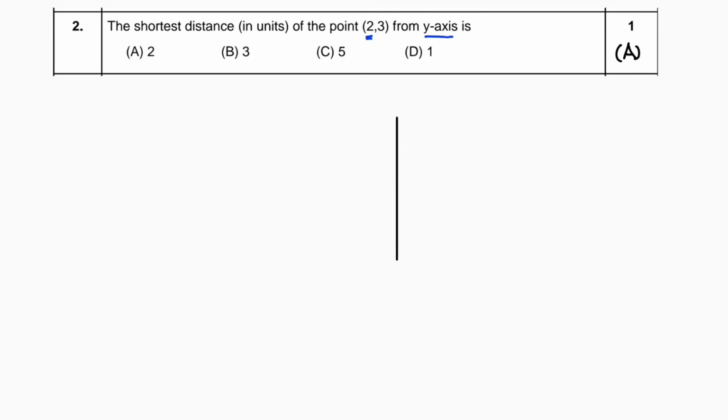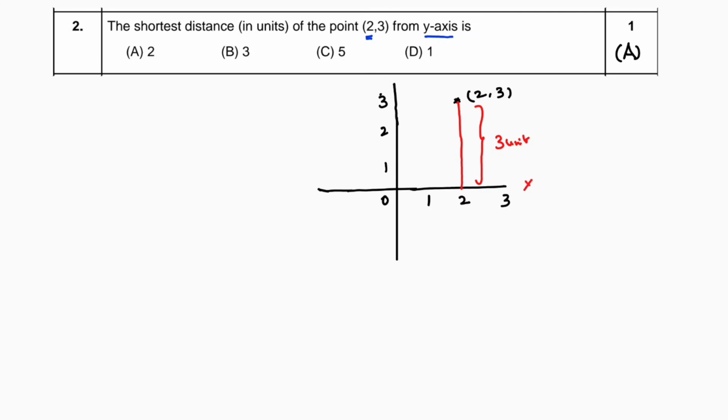For example, take the coordinate system with the y-axis and x-axis. So this is 0, 1, 2, 3, and 1, 2, 3. So the point 2, 3 will be here. Now if you observe the distance, this is 3 units from the x-axis, and this one is 2 units from the y-axis. Whenever you need the distance from the y-axis, just take the value of x. Even if it is negative, you write it as positive because it is distance. So the shortest distance of the point 2, 3 from the y-axis is 2 units. And if they ask from the x-axis, it is 3 units.